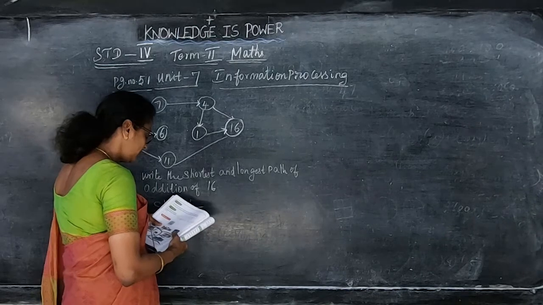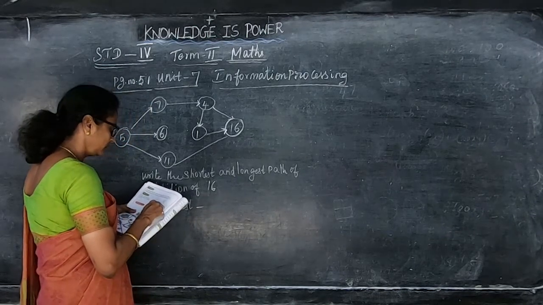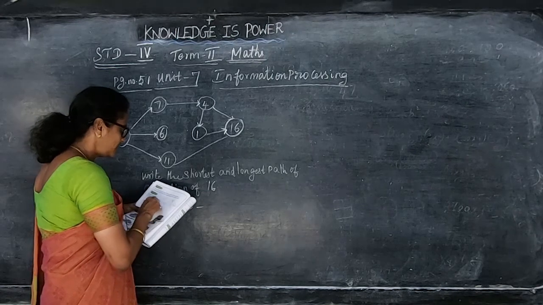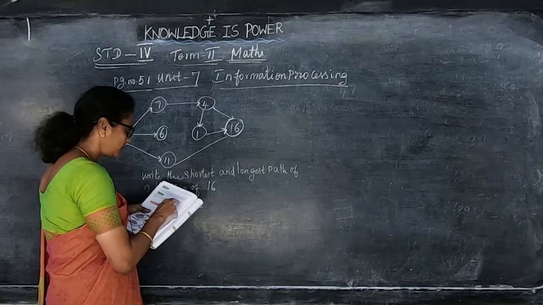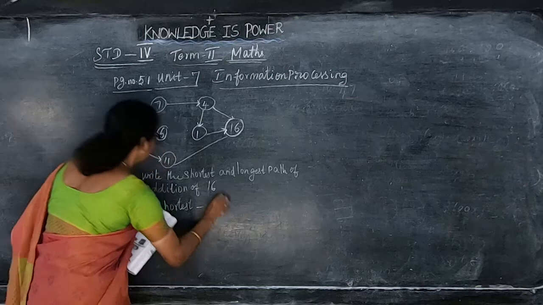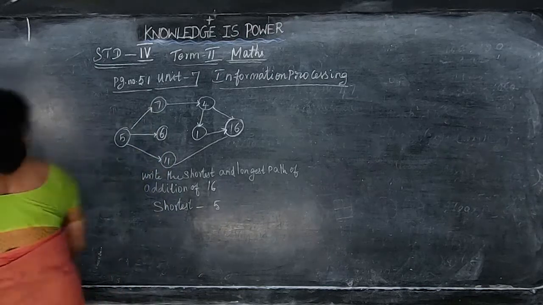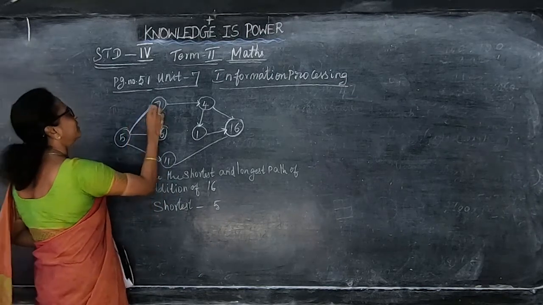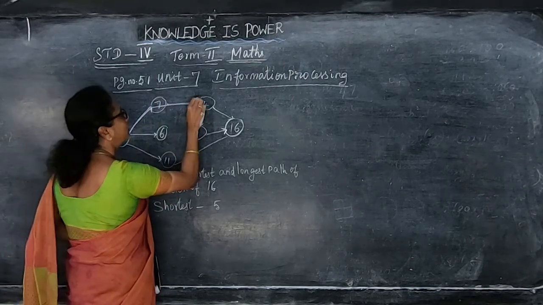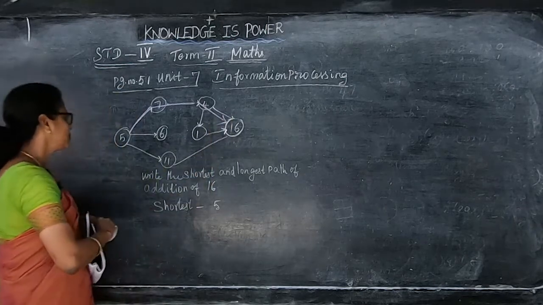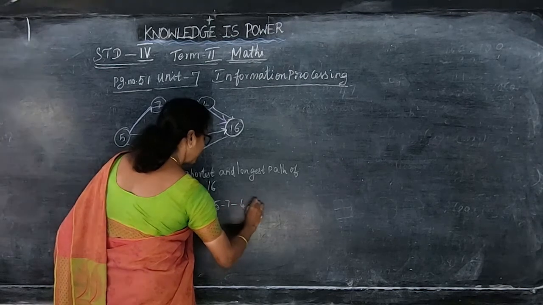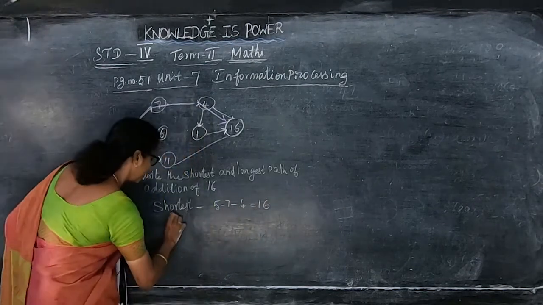11 minus 5. So 5 and 11 is 16. 5, 7 and 4, this 5, 7 and 4, when you add them, gives you 16. So the shortest one, 5, 7 and 4, is equal to 16. This is the shortest path.